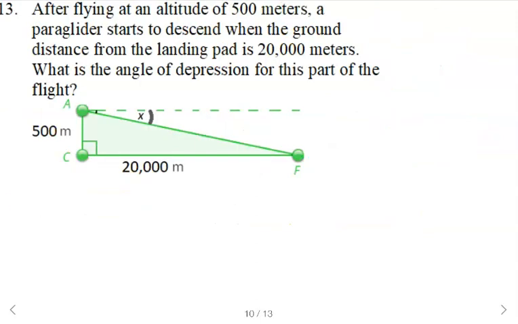Here we're looking for the angle of depression. So it's labeled by x. Now this horizontal line will be parallel to this one, and so alternate interior angles will be congruent. So as far as the triangle is concerned, we're looking for angle F. Well, the trig ratio that uses angle F and the 500 and 20,000 is tangent. So we can say tangent of F is equal to opposite over adjacent.